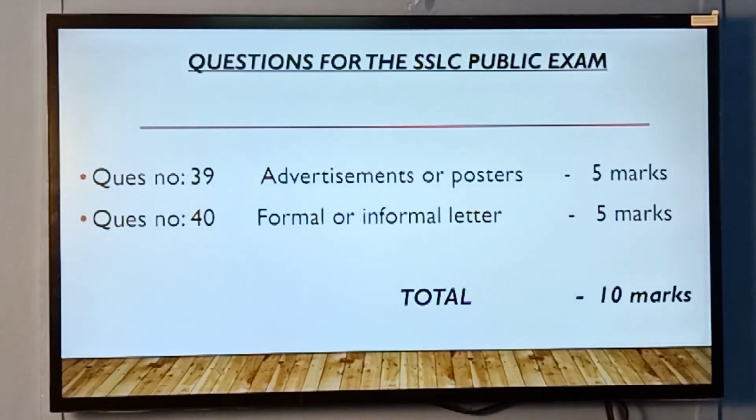Now coming to the questions for the SSLC public exam. Question number 39 deals with advertisement or posters, which you will be getting for 5 marks. Question number 40 in your question paper will be your formal or informal letter, which also carries 5 marks. Total 10 marks.